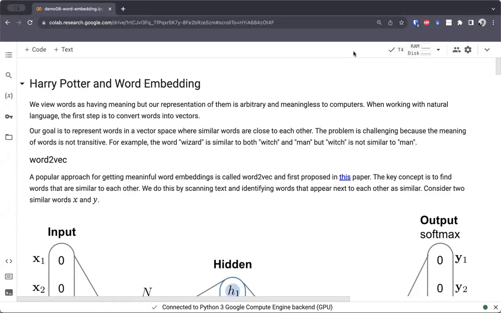Everyone, thanks for tuning in to this week's demo. Today we'll be talking about Harry Potter and word embeddings.